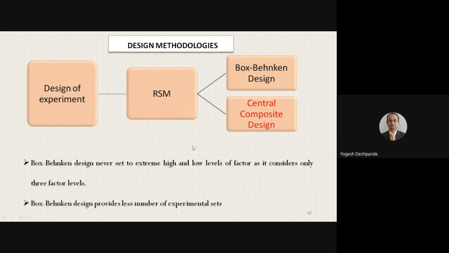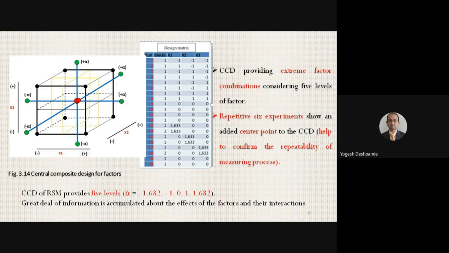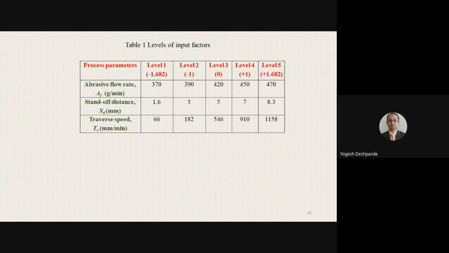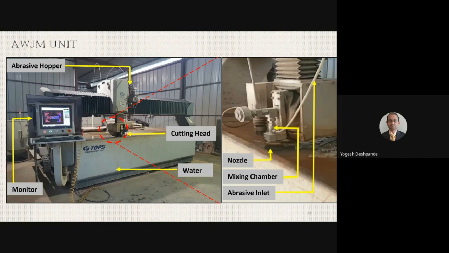While planning the experimentation, RSM is the most useful technique, as RSM is categorized in two ways: Box-Behnken and central composite design. Here CCD of RSM is used because it provides 5 levels of the factors. These levels are presented here, with abrasive flow rate, standoff distance, and travel speed as the input process parameters. The AWJM unit with the highlights is presented here.